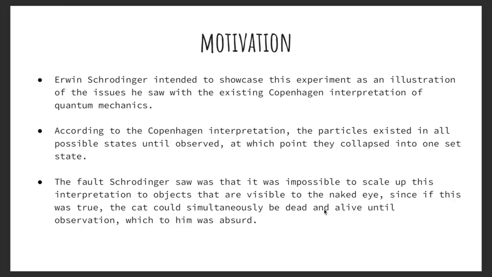The fault Schrodinger saw was that it was impossible to scale up this interpretation to objects that are visible to the naked eye, since if this was true, the cat would simultaneously be dead and alive until observation, which to him was absurd, and also flawed.